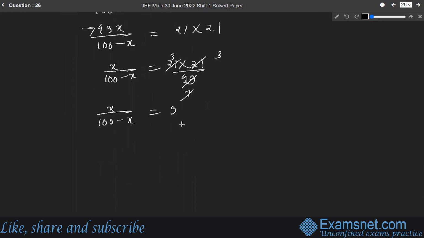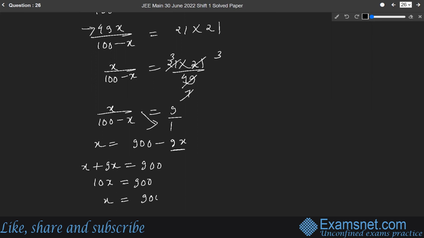Now we have to cross multiply. Okay. So we have x into 1 is x is equal to 9 into 100 is 900 minus 9 into x is 9x, right? So again taking this 9x on the left hand side, x plus 9x is equal to 900. So 10x is equal to 900 and x will be equal to 900 upon 10. So 0 and 0 will be cancelled. So x will be equal to 90.